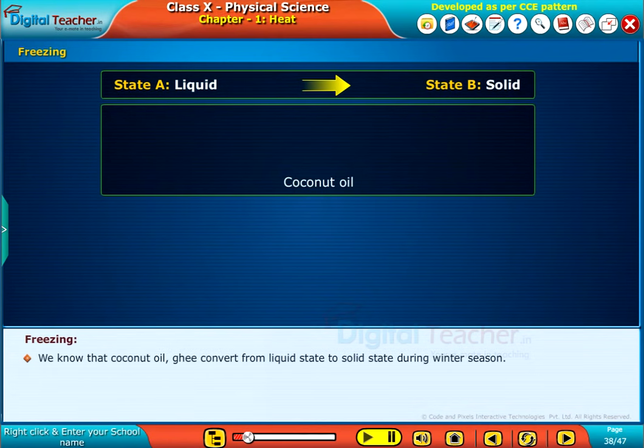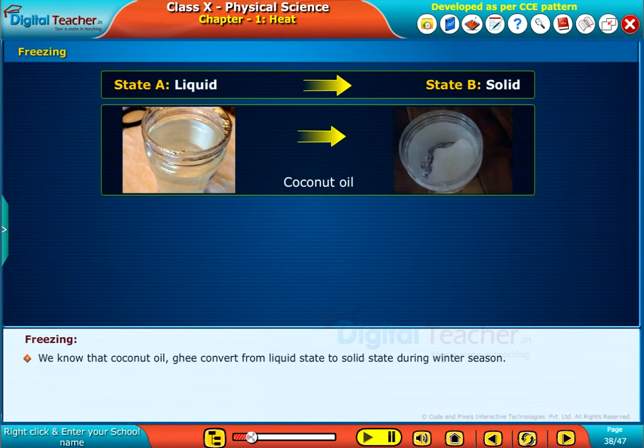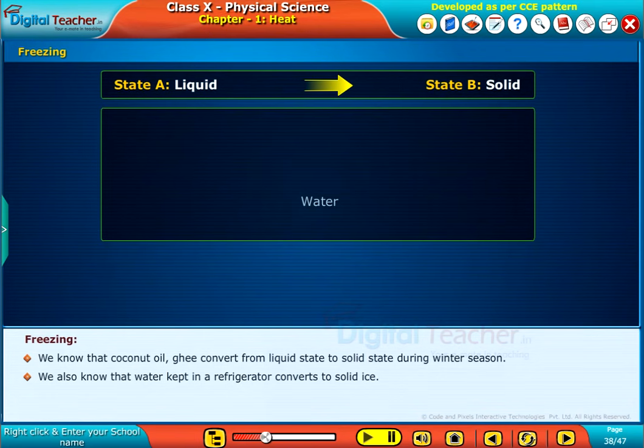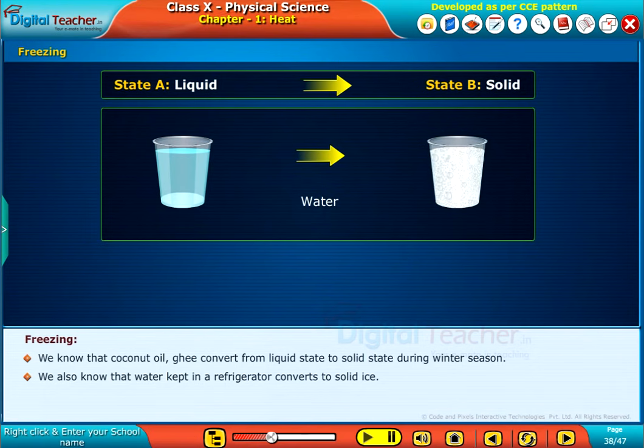Freezing. We know that coconut oil and ghee convert from liquid state to solid state during winter season. We also know that water kept in a refrigerator converts to solid ice.